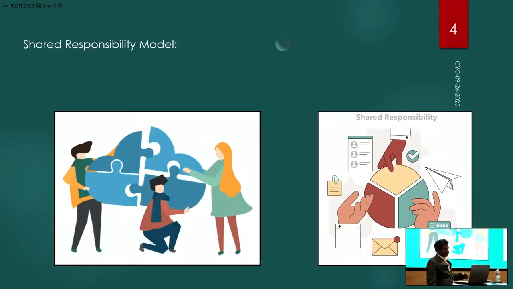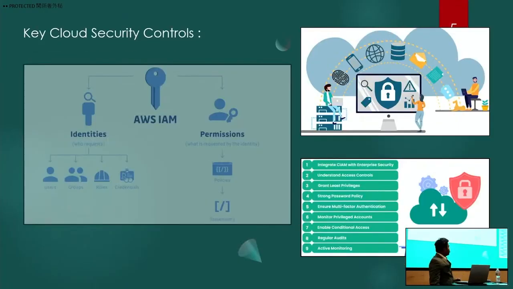If I talk about some areas, if you see the right hand side, there is a checklist I have added here. If you understand the access control, the privileges, the password policy, the multi-factor authentication, the access level, how far I'm going to give, and if I talk about audits and monitoring aspects, everything would matter a lot. So these are all 9 areas which I'm going to add.